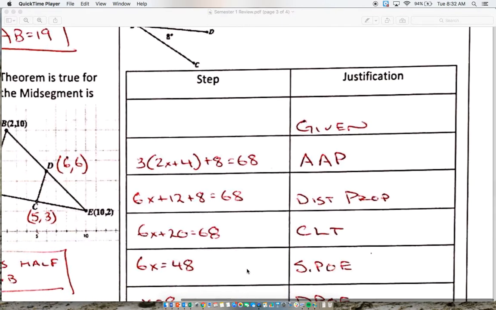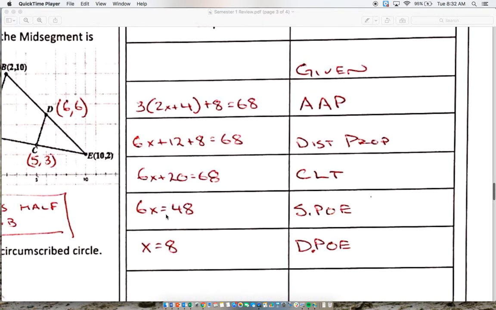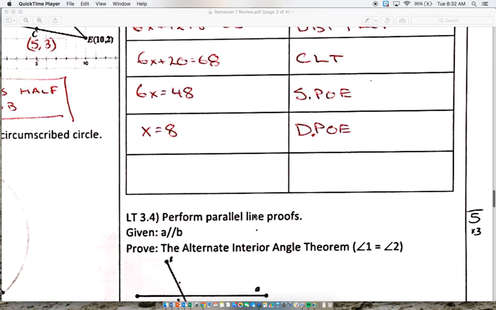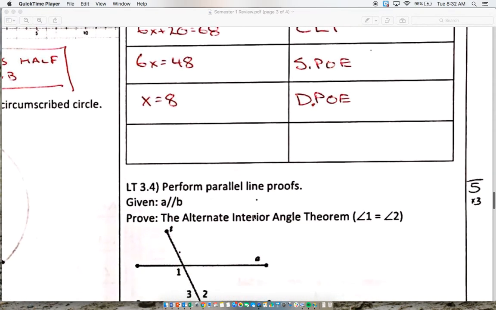At this point, you're just using some algebra to solve for x. You can use the distributive property first, so that's where the 6x plus 12 comes from. Again, justification, distributive property. And then you combine like terms, the 12 plus the 8 is 20, and then you subtract the 20 from both sides, so the subtraction property of equality, and then you divide both sides by 6, and that would give you 8 for the division property of equality. And that's what you were trying to prove, so you're done.